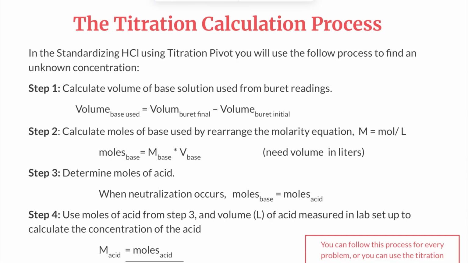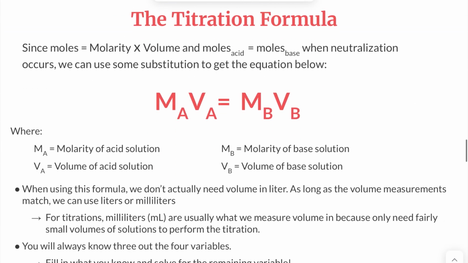These are all steps we know how to do, but there is a formula that simplifies these calculations using that idea that our moles of acid equals our moles of base. And so we can cancel this part out of both of these concentration equations. That titration formula comes from what we talked about up above.